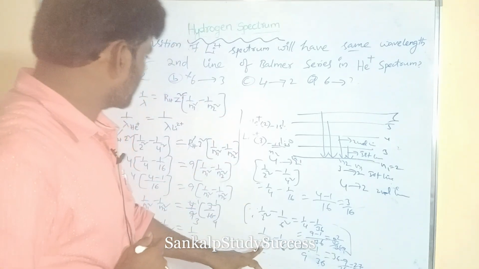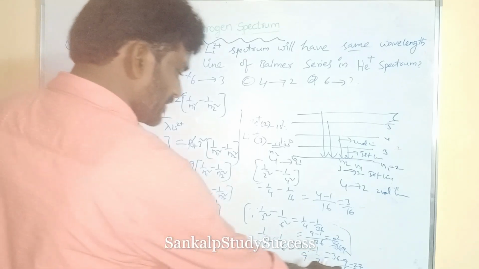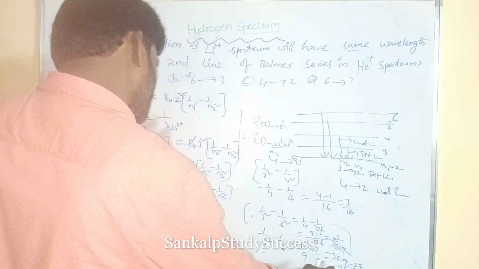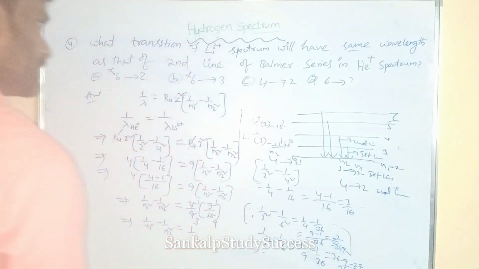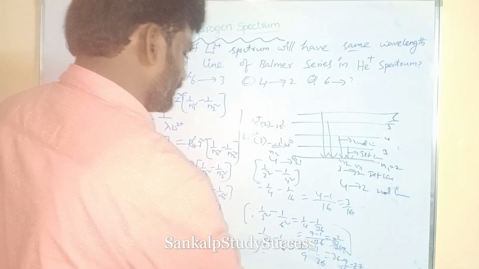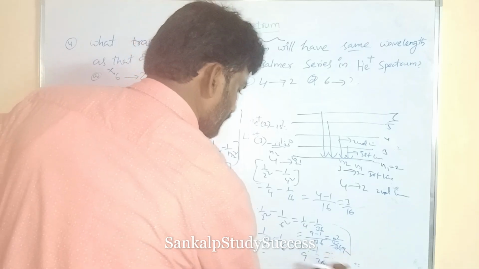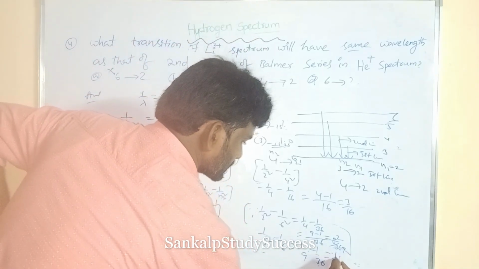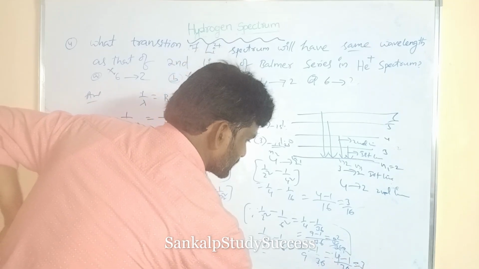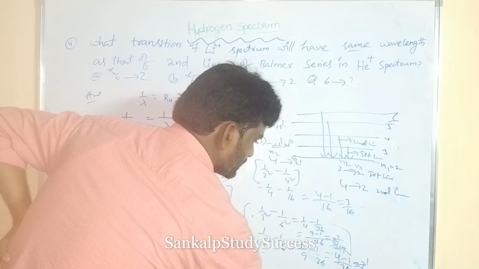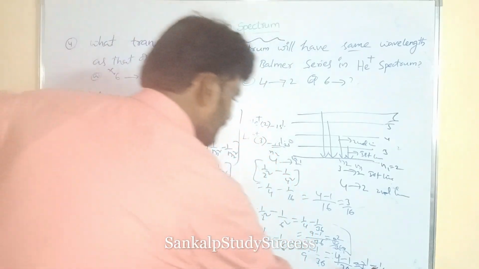6 to 3 means 1 by 3 square, 1 by 6 square, 1 by 9. 6 square means 36. What is its LCM? 36. 9 1s are 9, 9 4s are 36. Right, LCM 36. So this is wrong. So 9 4s, 4 minus 1 by 36. So 3 by 36. So 3 1s are 3, 3 12s are 36. So this is right, it is equal to 1 by 12.